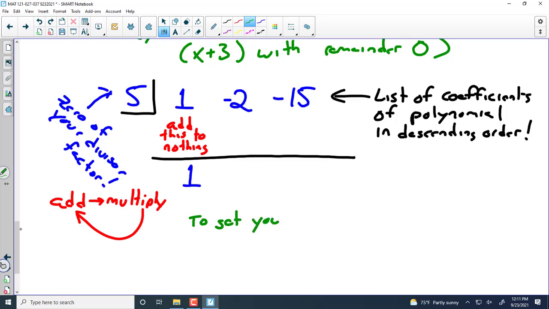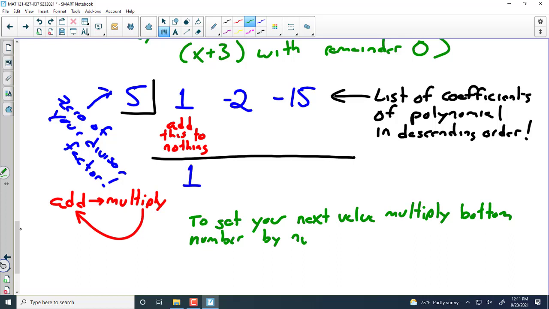to get your next value, multiply the bottom number by the number in the box. So you multiply this bottom number right here times the number in the box. 1 times 5. What's that going to be? 5. That goes here. That was multiply. What are we supposed to do next after we multiply? Add. Negative 2 plus 5. What's that going to be? Positive 3. I just added.